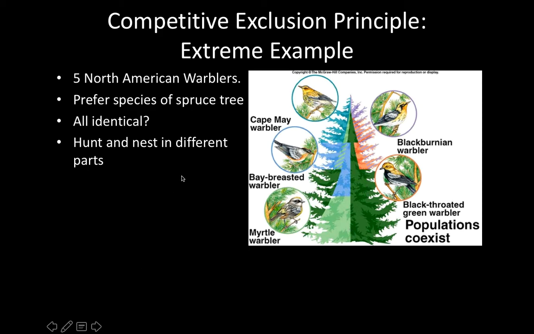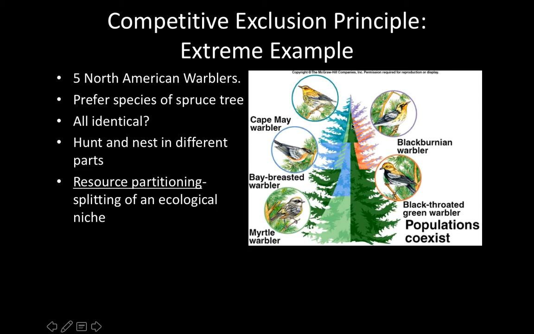But it turns out they're not identical: they all hunt in different parts of the tree and nest in different parts. This is called resource partitioning. This is essentially splitting up the ecosystem or the niche into many different parts so that all of the organisms can live. They would overlap in certain areas and there'd be competition in those areas, but where there's not competition is where the individual species could thrive. So that's called resource partitioning, which is splitting up a niche, rather than 2 ways, splitting it 5 ways.